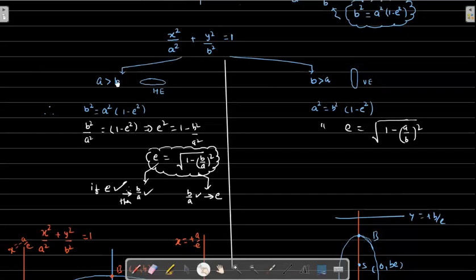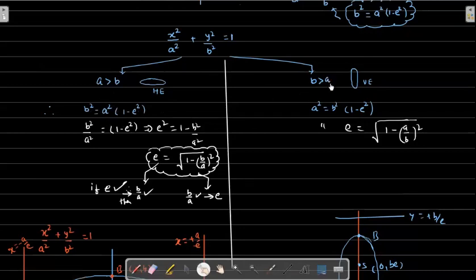Whenever a square, the number below x square, is greater than the number below y square, you will get a horizontal ellipse. And if b square is greater than a square, or b is greater than a, you will get a vertical ellipse. Now, whichever is smaller, like in this case b is smaller, so we write b square equals a square times 1 minus e square. E is less than 1, right? So we are multiplying a square with a fraction to get b square. This is how we can remember this relation.